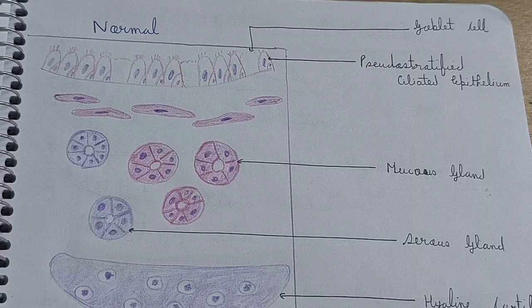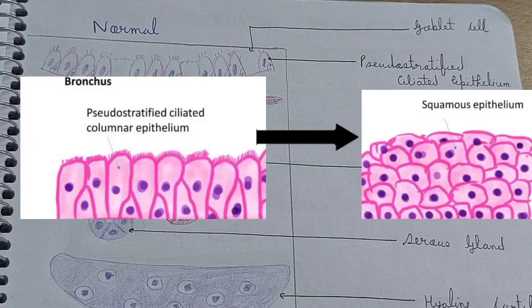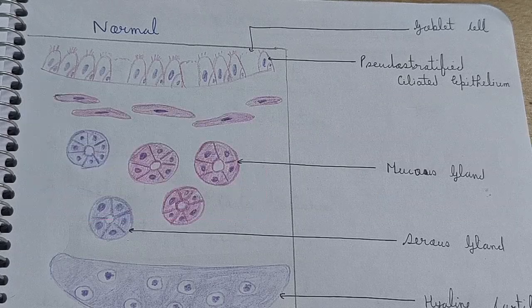So now let's discuss the microscopic features of chronic bronchitis. But before that, you should know what metaplasia is. See this diagram. By seeing the diagram, you can relate that one cell is converted to another type of cell. Metaplasia is a process by which one cell is converted to another type of cell in response to any physiological or pathological stressful condition.